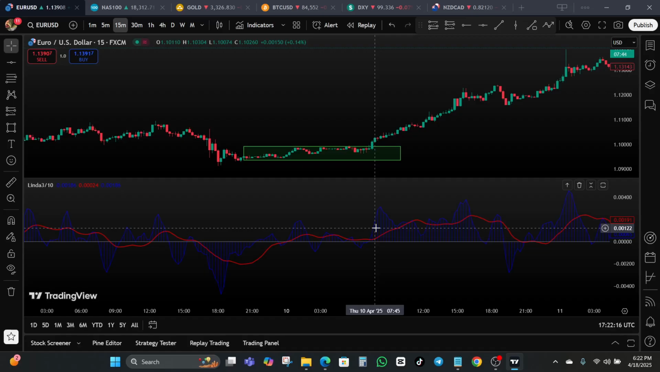Because of its speed, it is ideal for those who trade during high volatility sessions like the London or New York open. So if you have been relying on the standard MACD and felt like it was always one step behind, it's time to give Linda Raschke's 3-10-16 strategy a shot. It's cleaner, faster, and designed for real-time decisions.